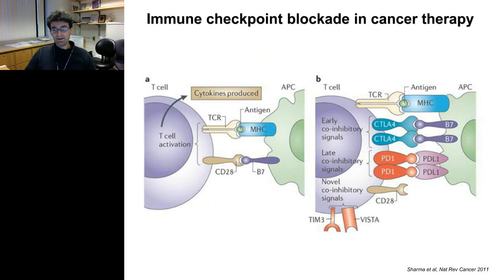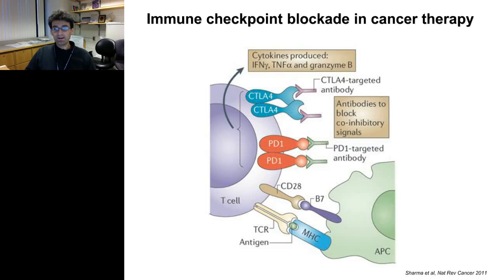And so here is the cartoon in which you see that after T cell recognition, there are early inhibitory signals like CTLA-4 or late inhibitory signals, and you can really block these inhibitory signals on T cells by the use of specific CTLA-4 antibody or anti-PD-1 or PD-1 ligand antibody.